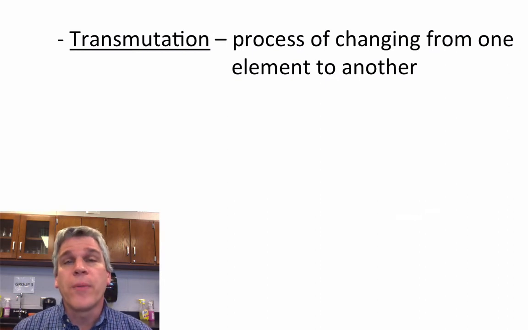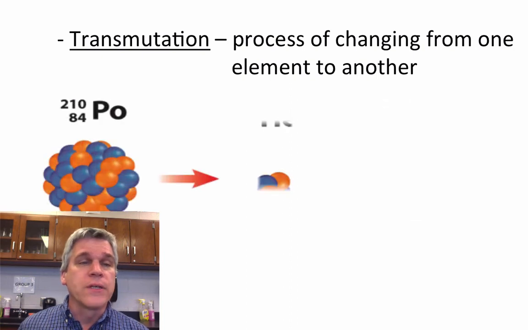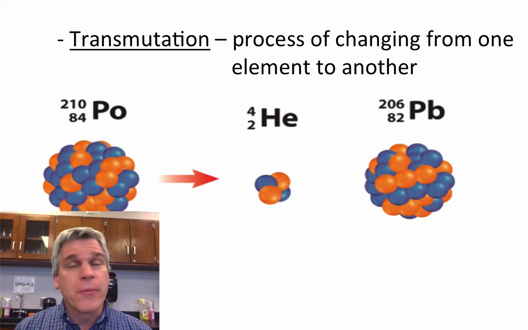Now when an alpha particle is released, we actually change the element that is there. This is called transmutation, the process of changing from one element to another. For example, here we have polonium-210. If it releases an alpha particle, remember an alpha particle is basically a helium nucleus, two protons and two neutrons, we end up with lead-206.